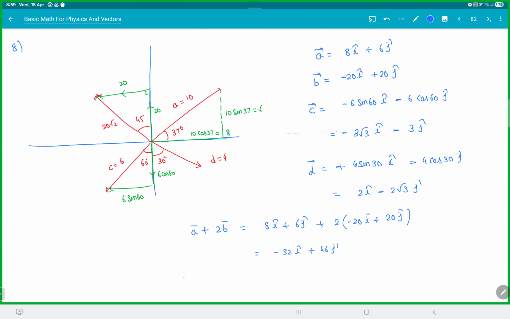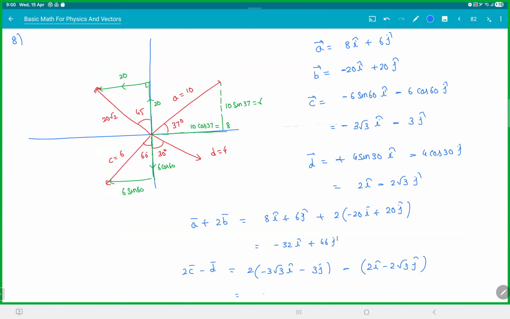Then 2C minus D bar. So multiply C there. So numbers are bad. 6 root 3 i minus 6j. Minus D is again minus 2i minus 2 root 3j. This would be i cap into 6 root 3 minus 2, minus j cap into 6 plus 2 root 3. Yeah, you can leave it like that. All clear with this? That's it. I just took some random numbers and you got the components.